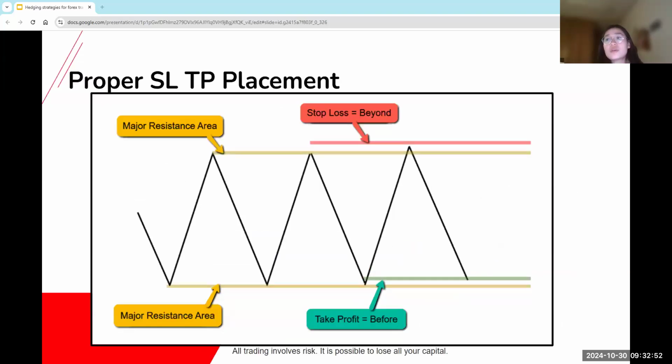Okay, in this example, we are using a major resistance area. Your stop loss will be placed beyond it and your take profit placed before. So this is an example when we're going in for a sell entry, which explains why our take profit is below.